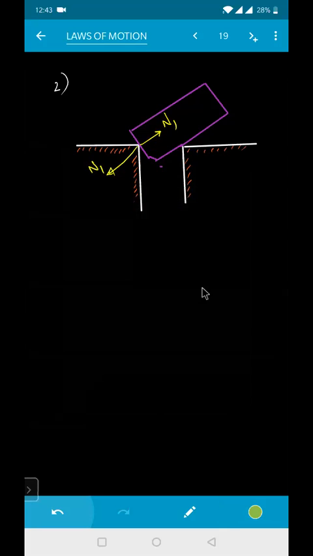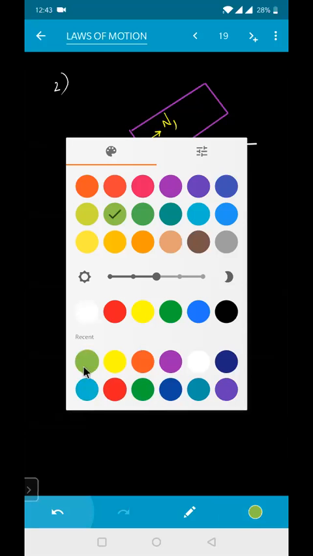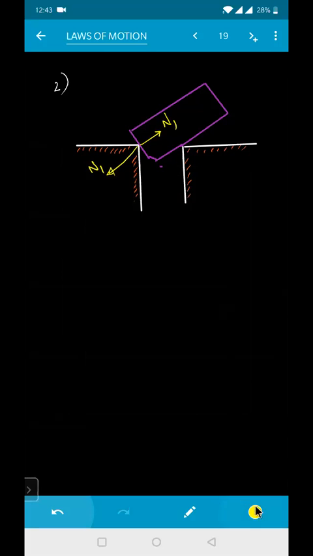Even these two are in contact, so here also one more contact force we will be getting. If I'm taking this one as somewhere here right now, you already got that one. If there is one force here right now, this one is nothing but your N2. This will be an equal and opposite force here right now. This will be your N2.